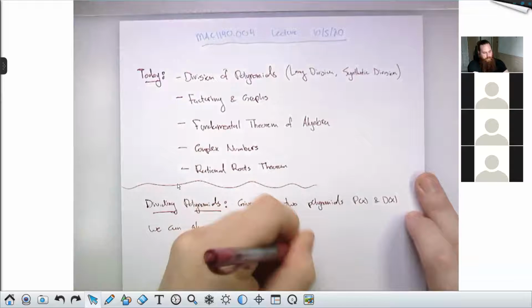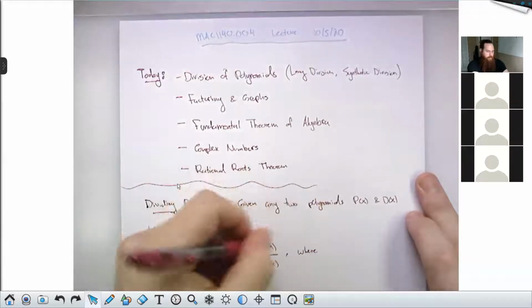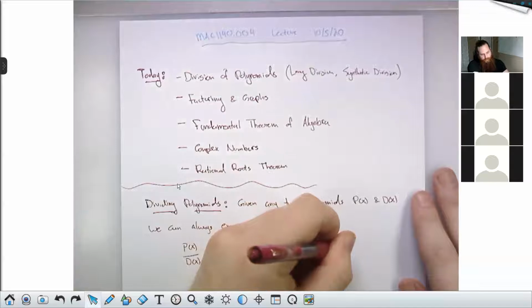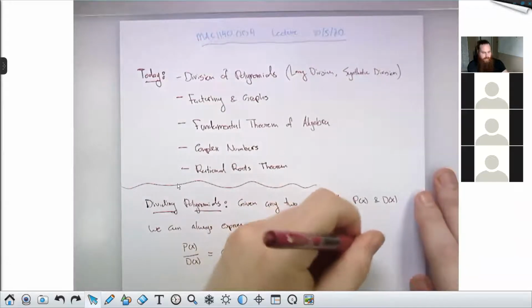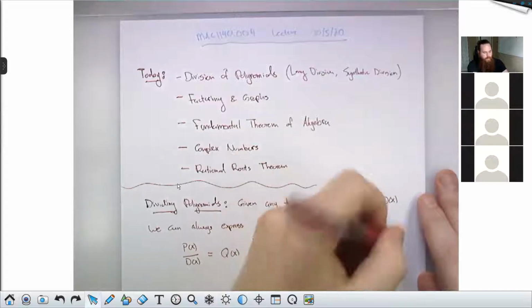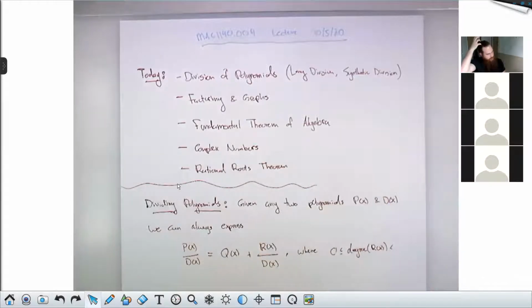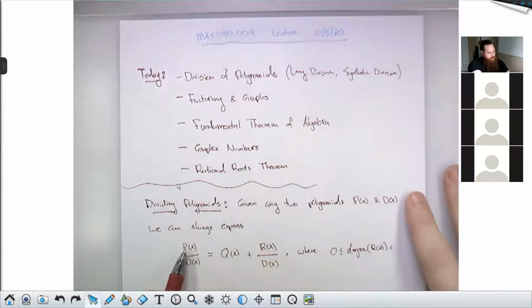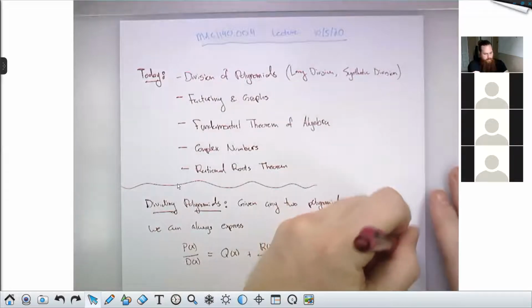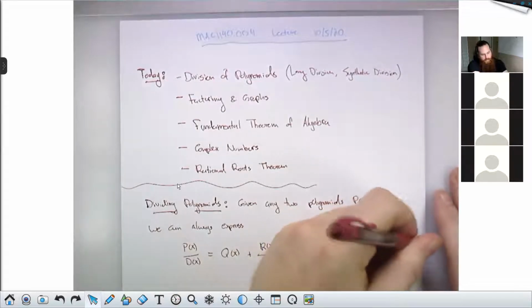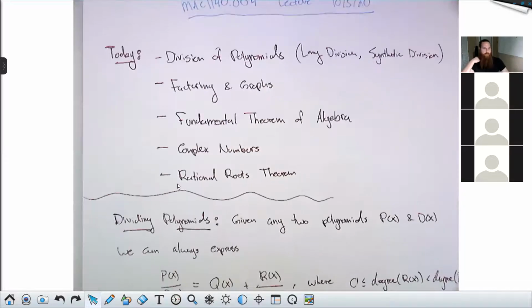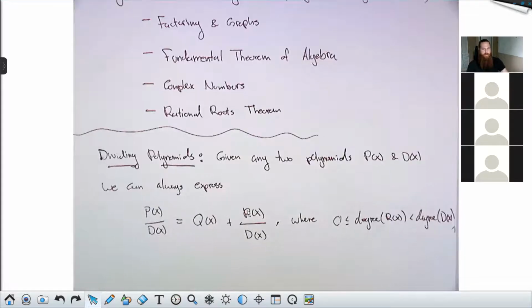And there's a neat fact here, where the degree of R of x is less than, could be 0, but it's less than the degree of the divisor. I ran out of space here and my handwriting got a little sloppy. What this says is that the degree of the remainder polynomial is always strictly less than the degree of the polynomial you're dividing by.